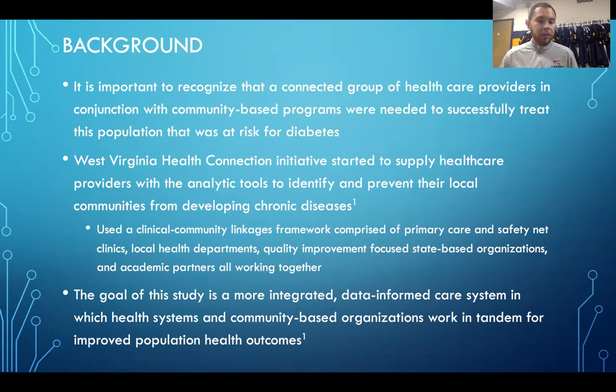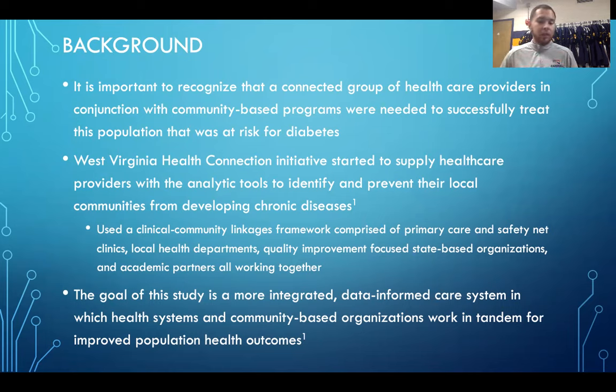The West Virginia Health Connection Initiative is probably the biggest part of this case study, and it was started so that it can supply healthcare providers with analytic tools to identify and prevent their local communities from developing chronic diseases like diabetes. It's important to note that it used a clinical community linkage framework, comprised of primary care and safety net clinics, local health departments, quality improvement focused state-based organizations, and academic partners all working together interprofessionally and effectively in order to achieve the common goal of helping our patient population.